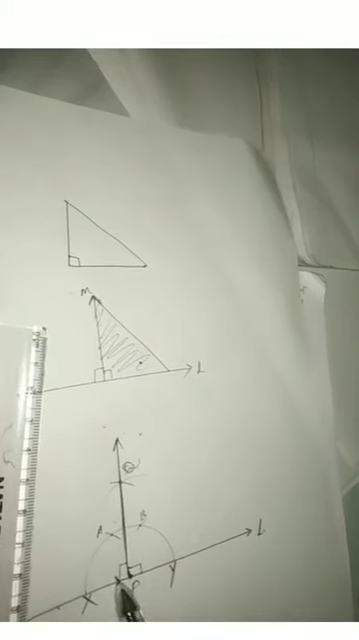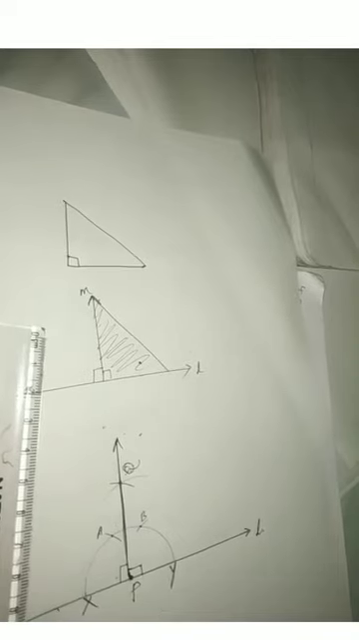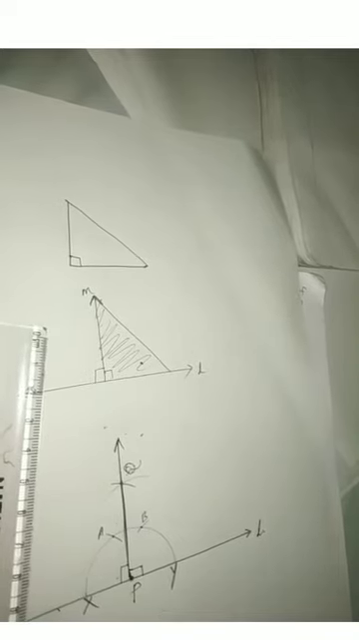The angle is 90 degrees. Here also 90 degrees, here also a 90 degree angle. Is it clear for you? I think now you got the idea how we can draw a perpendicular line. Now we can solve exercise 10.5.